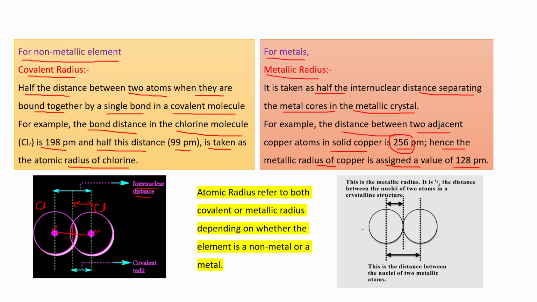Again, you can see this diagram. If we consider any metallic crystal, this is one metal atom, this is another metal atom, and they are bound by a metallic force. The distance from the nucleus of this atom to the nucleus of this atom is the internuclear distance, and half of it is referred to as the metallic radius. Is it clear? Generally, atomic radius refers to both covalent or metallic radius depending on whether the element is a non-metal or a metal. Simply we can say covalent radius and metallic radius both are regarded as atomic radius.